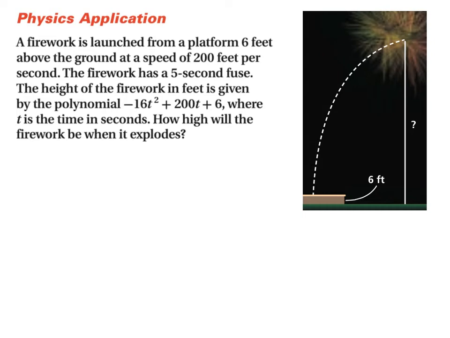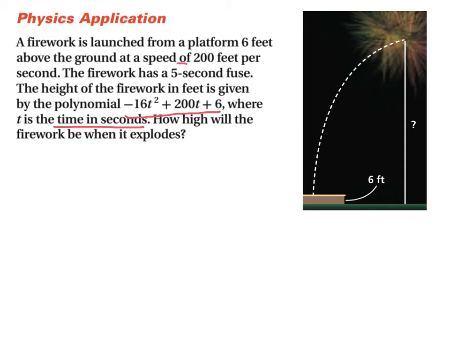The last thing we're going to do in our introduction to polynomials is just practice making some calculations with polynomials. So take a look at this firework physics application. A firework's launched from a platform 6 feet above the ground at a speed of 200 feet per second. The firework has a 5-second fuse. The height of the firework is given in feet by the polynomial negative 16t squared plus 200t plus 6, and t is the time in seconds. How high will the firework be when it explodes?